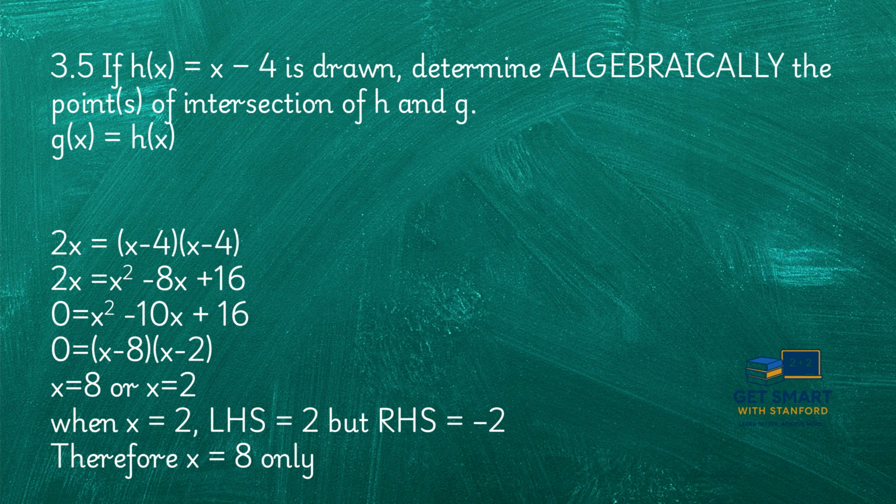That means to you these two graphs, the graph of h and the graph of g, are equal at x is equal to 8, because when x is equal to 8, they are equal to 4. Therefore, our x is equal to 8 only. This means that we are only considering the value of x to be 8, because that is where both graphs are equal. That is where both graphs are intersecting each other.